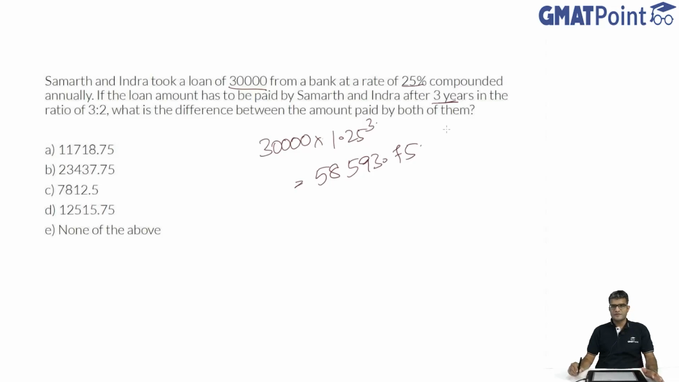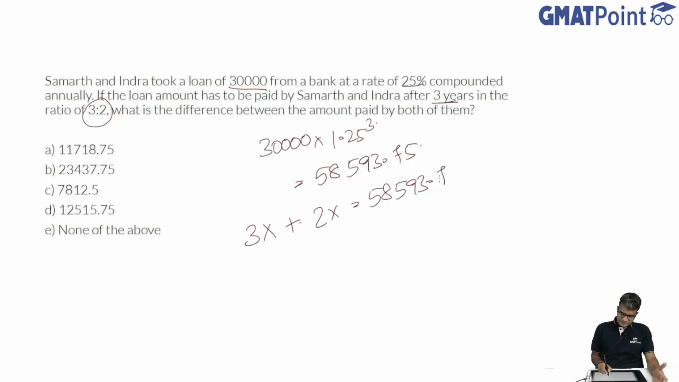But this amount is not paid by a single person. It is paid by two people in the ratio of 3:2. So let us assume that one person pays 3x and another person pays 2x. So 3x plus 2x will be the total amount that is paid, which is equal to 58,593.75. Or the value of 5x is equal to 58,593.75.